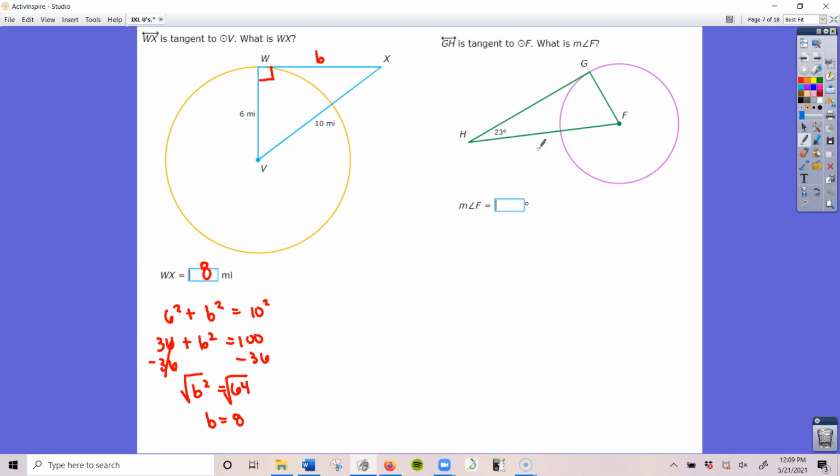In this last one here for this IXL, we have, again, the tangent and the radius. So this is 90 degrees, and we are looking for the measure of angle F. If this is 90, that means that these two here have to add up to 90. So you can do 90 minus 23, which is going to equal 67. So that is the measure of angle F. And that's basically it for that IXL.